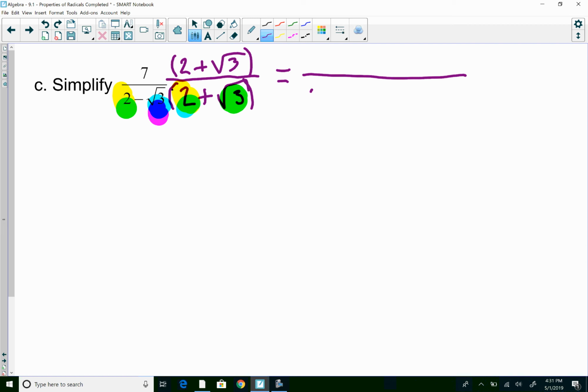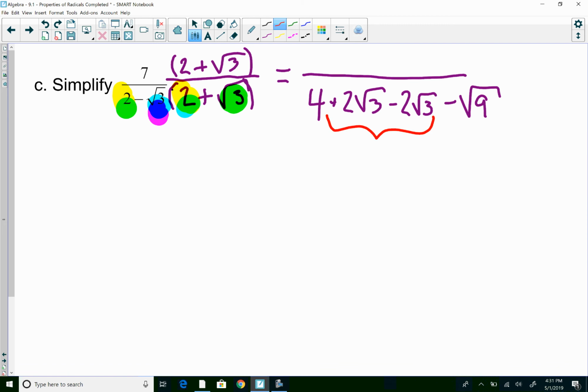Firsts, 2 times 2 gives you 4. Outsides, that's 2 root 3 plus 2 root 3. Insides is negative 2 root 3. And then the lasts, that gives you negative square root of 9. These two things, super icky, and we don't want them. They cancel each other out.